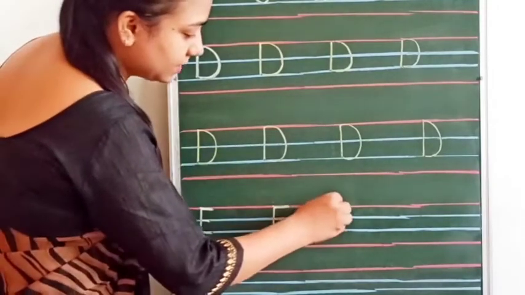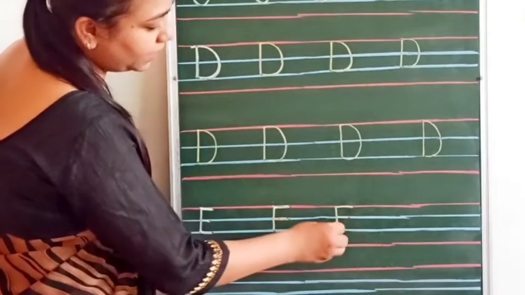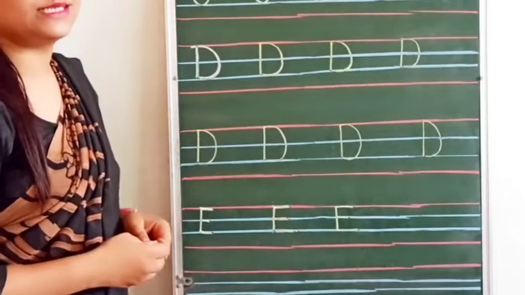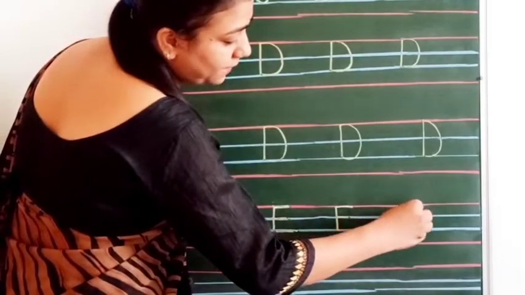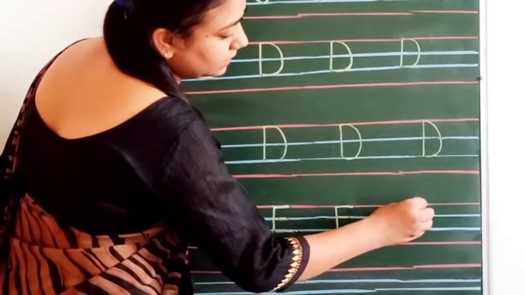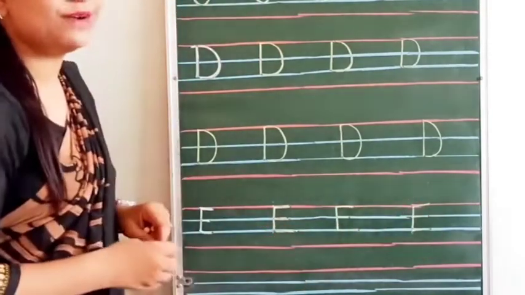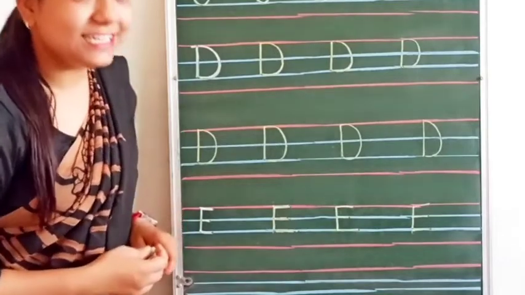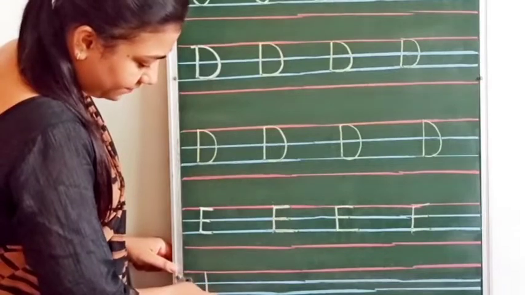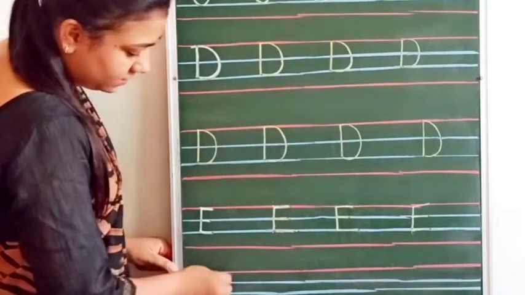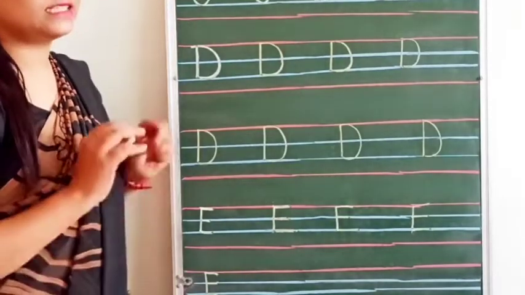Again, standing line, sleeping line, another sleeping line, and another sleeping line. This is letter E. Again, put a dot over here, make a standing line, then a sleeping line, again a sleeping line, and this again. Okay, this is letter E. Again we will do standing line, sleeping line, and sleeping line. This is letter E and this is very simple.